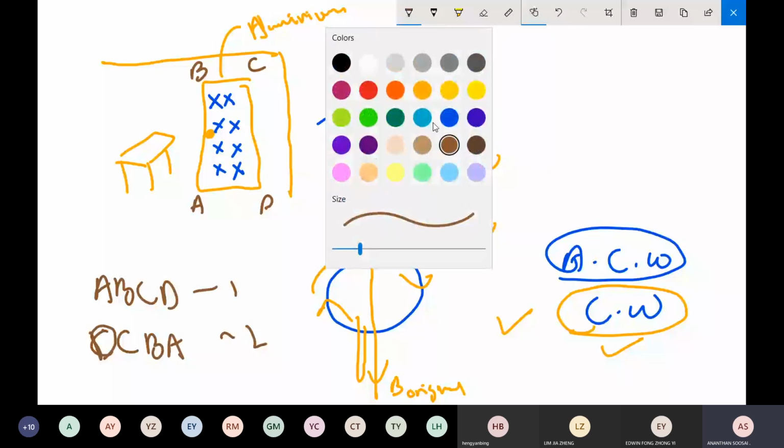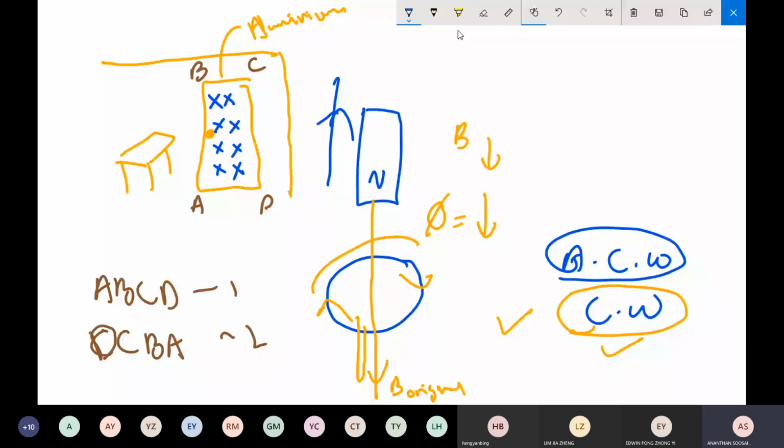First, what you must think is, when the door is open, is the flux dropping or rising? The flux is BAN, the area faced by the magnetic field strength. This is the area. It is dropping. So the flux is dropping.